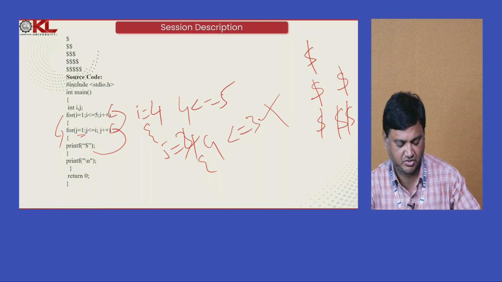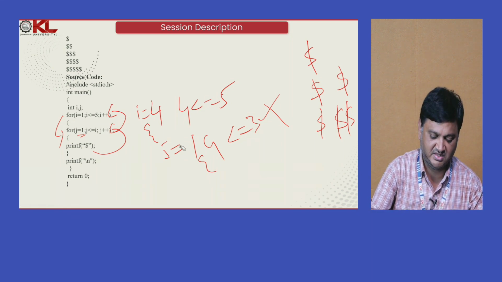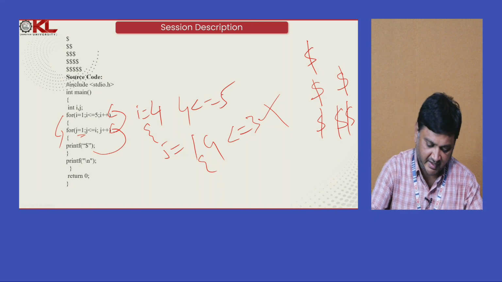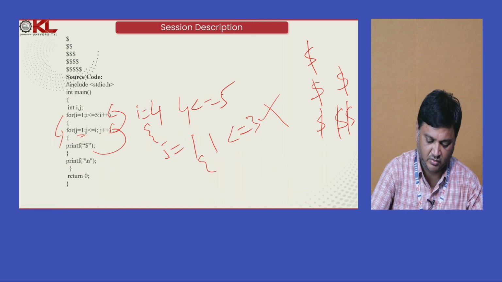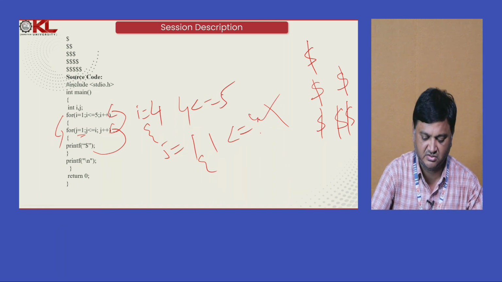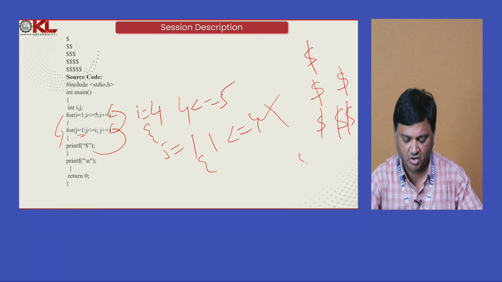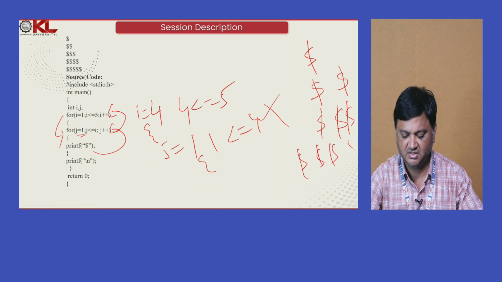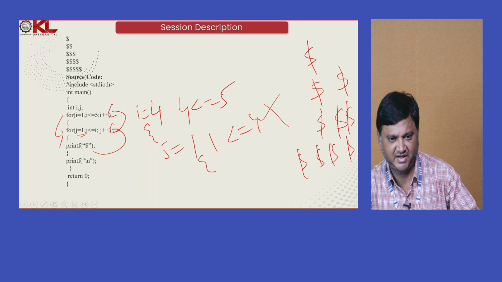Now what is the next step, my dear students? Sir, again I'll go with j equals 1. Your answer is right. Again I'll check the condition: 1 less than or equal to 4. Your condition is also satisfied. So I'm in the fourth row. How many dollars are going to print? 4 dollars will be printed.